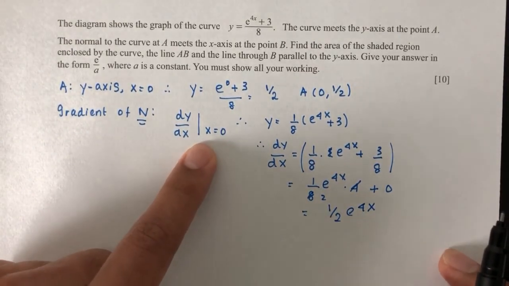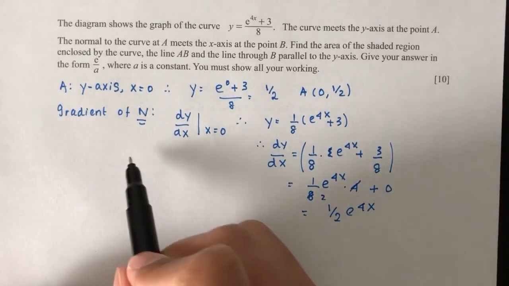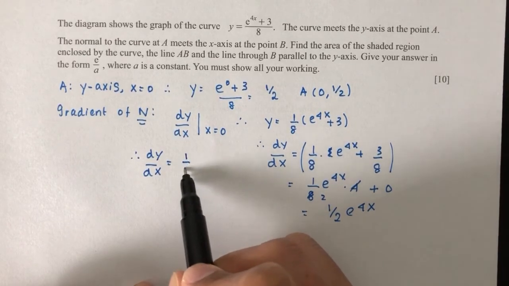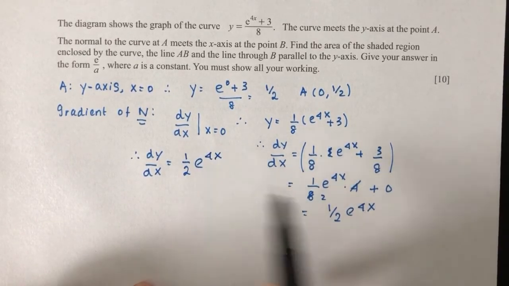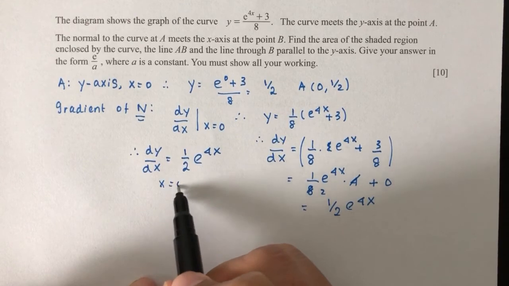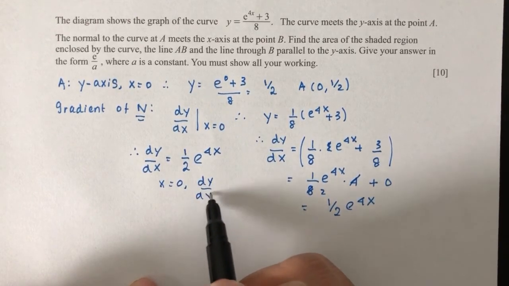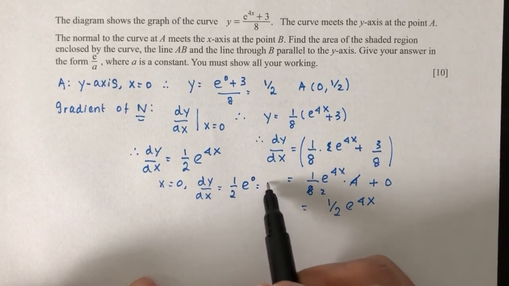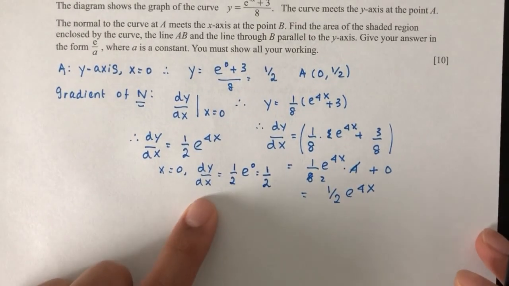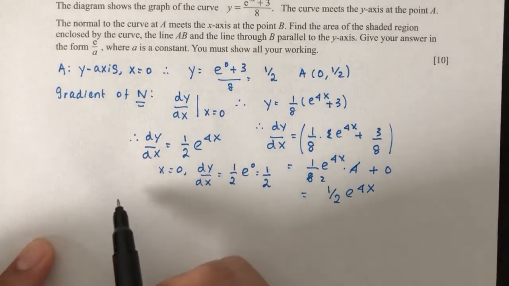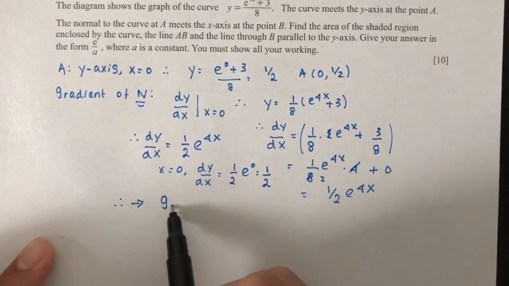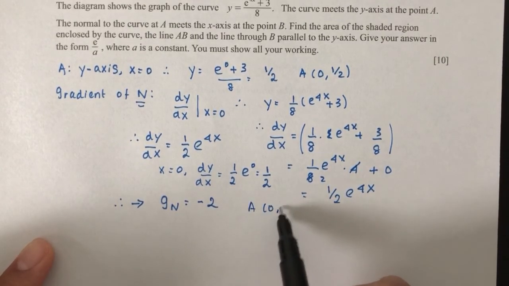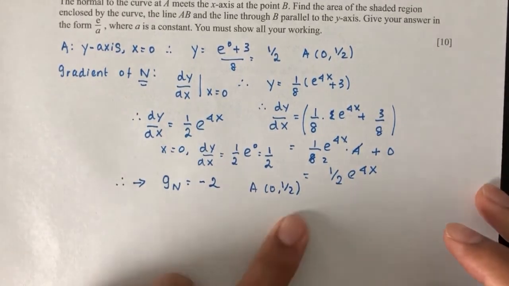Now we have to find the value of dy/dx at x equal to 0. Right now we know dy/dx is equal to half e^(4x). So when x equals 0, dy/dx is equal to what? Half e^0 is 1, so it's half. That's the gradient of the tangent. So from this, we know that the gradient of the normal is minus 2. And it passes through the point A, which is this point. So we can find the equation.